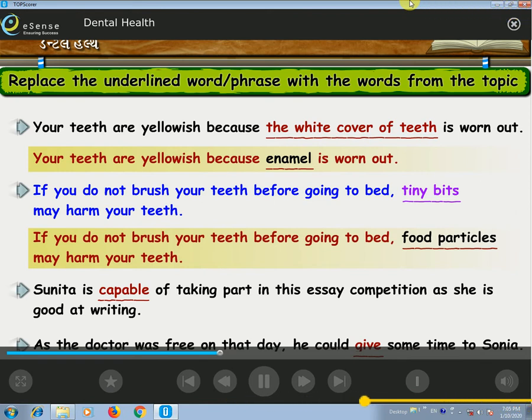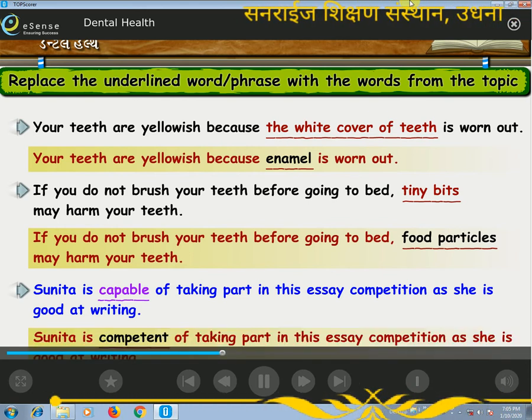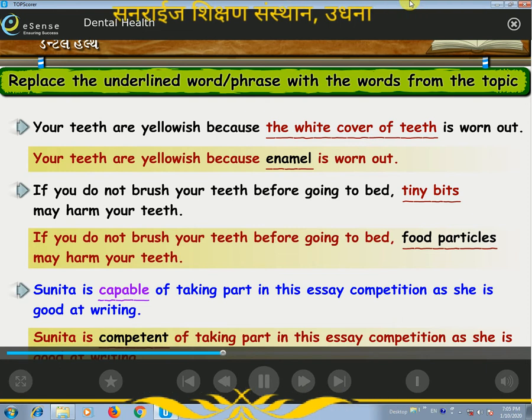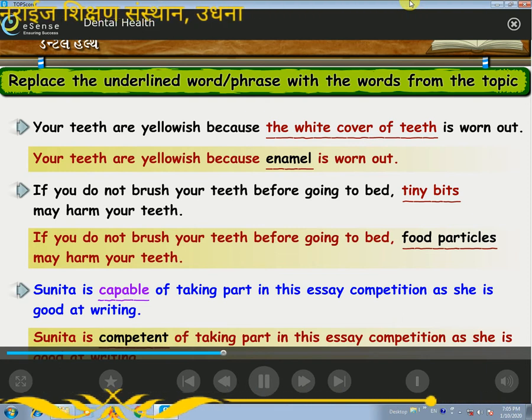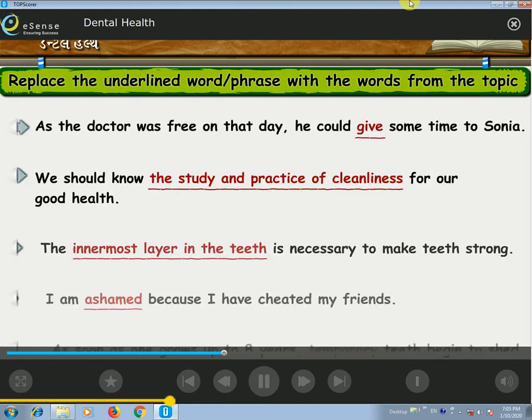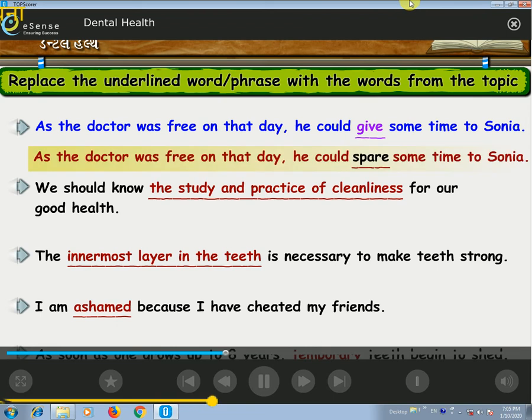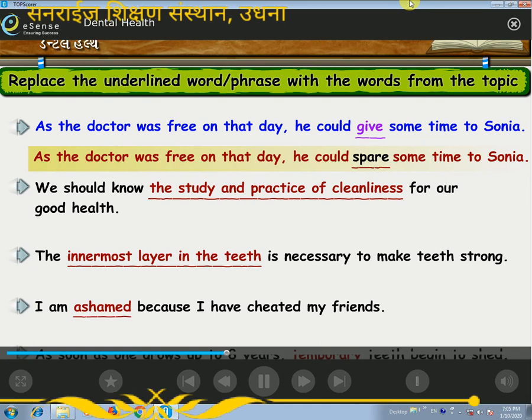Sunita is competent to take part in this essay competition as she is good at writing. As the doctor was free on that day, he could spare some time for Sonia. We should know hygiene for our good health.